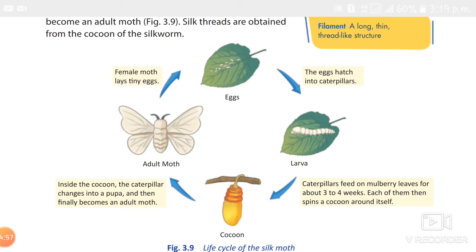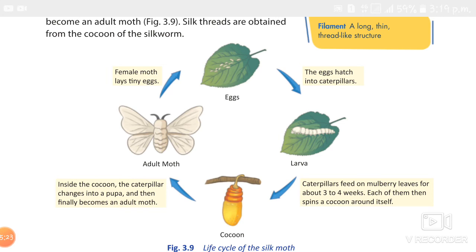The filaments are made up of protein that hardens when exposed to air. These filaments are the silk fibers. The silkworm deposits filaments in layers around its body through figure of 8 movements of the head.